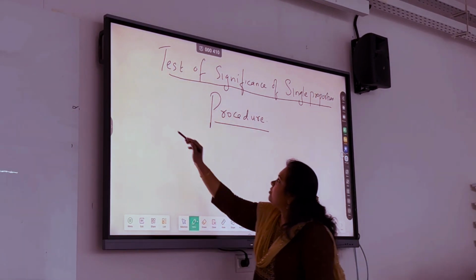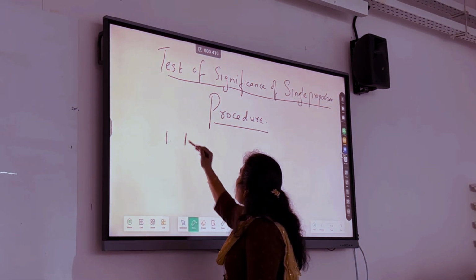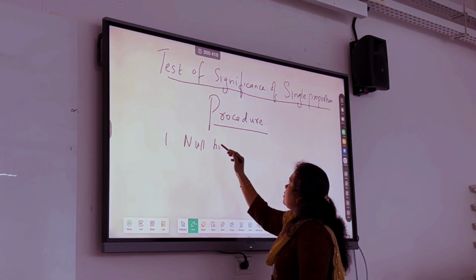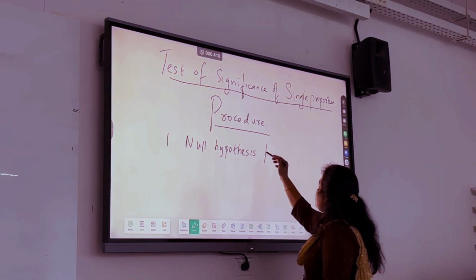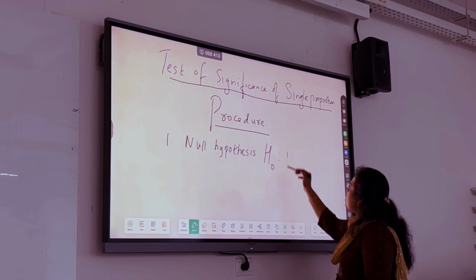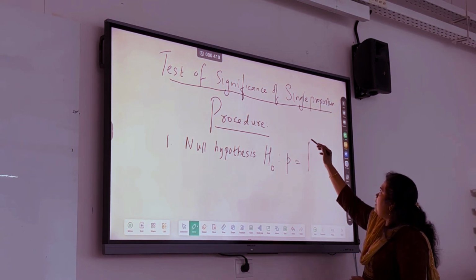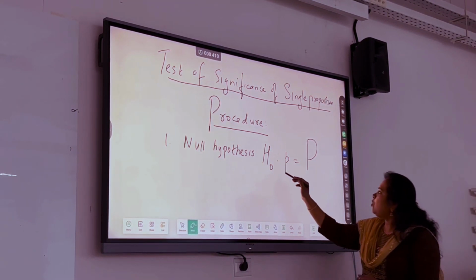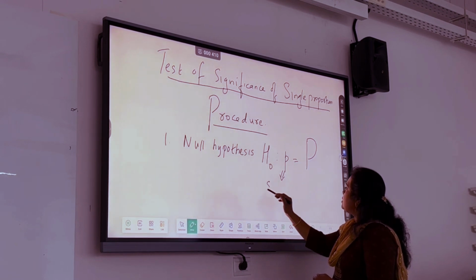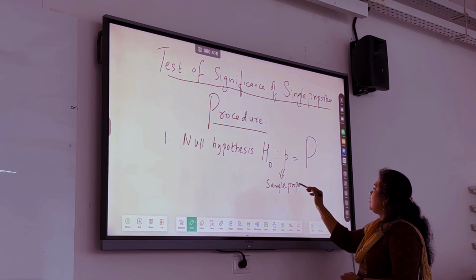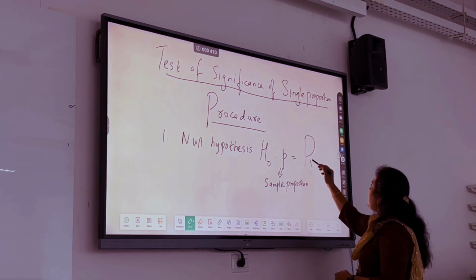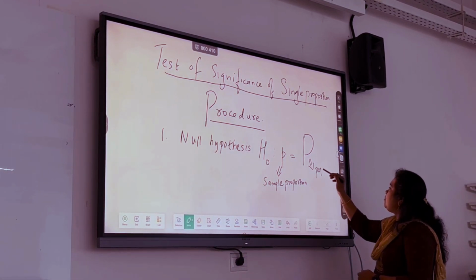First step, null hypothesis. H null: small p equal to capital P, where small p is called sample proportion and capital P is called population proportion.